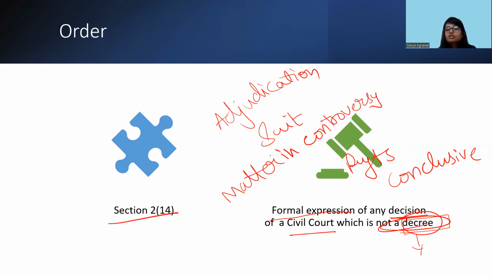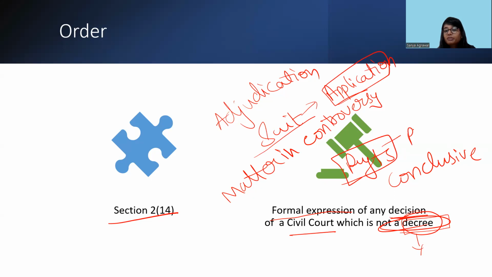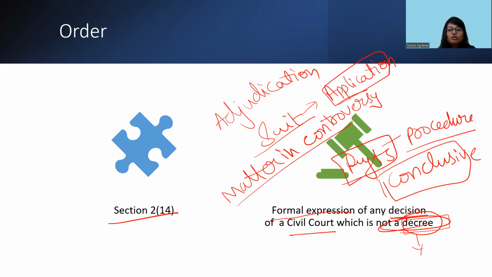Let's suppose the decision is not given in a suit. That is, if it is given in any application or in any petition, it will be an order and not a decree. Similarly, if the rights are not substantive but procedural rights, then again it will not be a decree but an order. If the determination is not conclusive, or is conclusively not determining the rights of the parties, then again it will not be a decree but an order. And if the matter is not in controversy and the court has just made a statement regarding something outside the controversial matter, then again it will be an order.